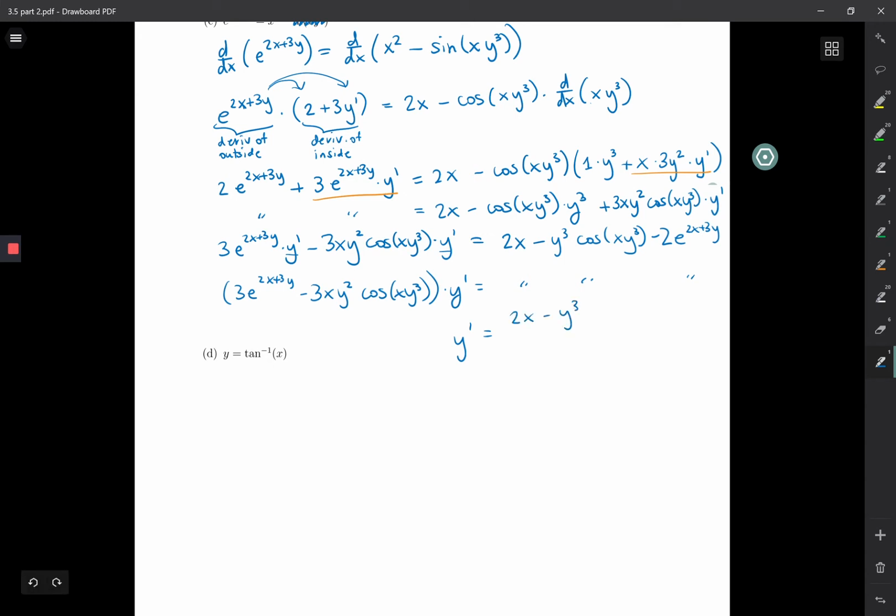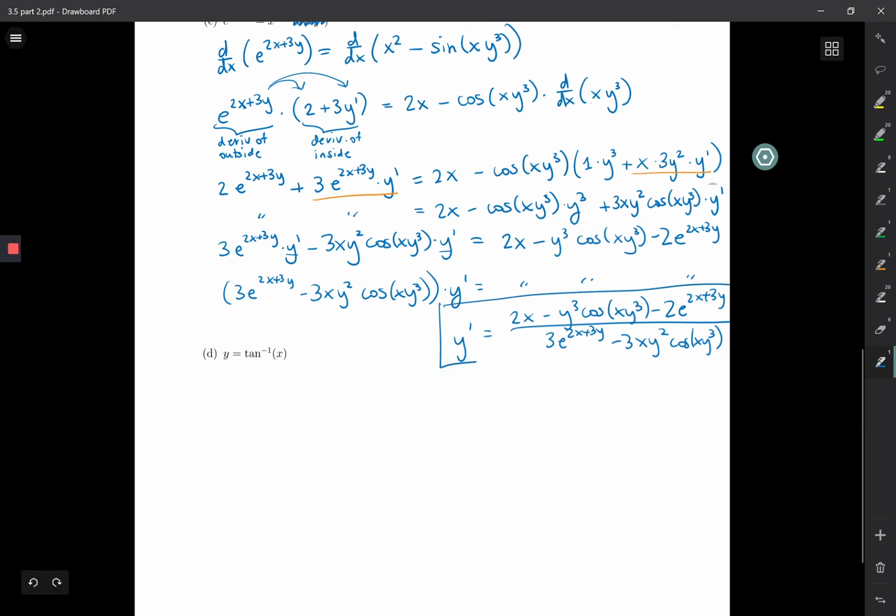We'll get 2x minus y cubed cosine of xy cubed minus 2e to the 2x plus 3y over 3e to the 2x plus 3y minus 3xy squared cosine of xy cubed, right? So that is our final answer. Even though it looks very messy, it is perfectly fine. That is the answer there.